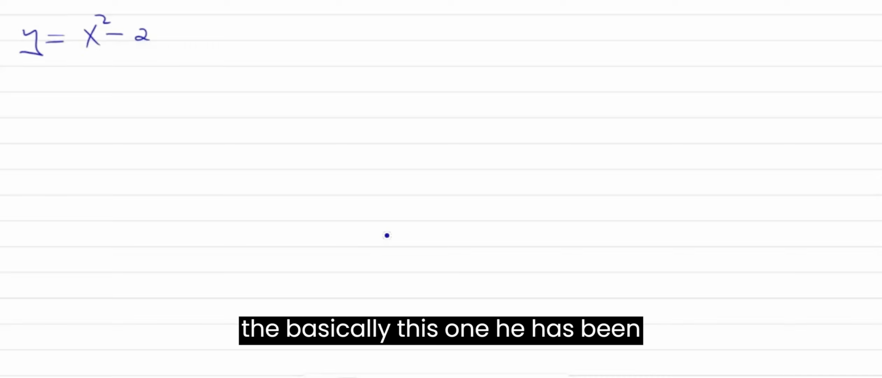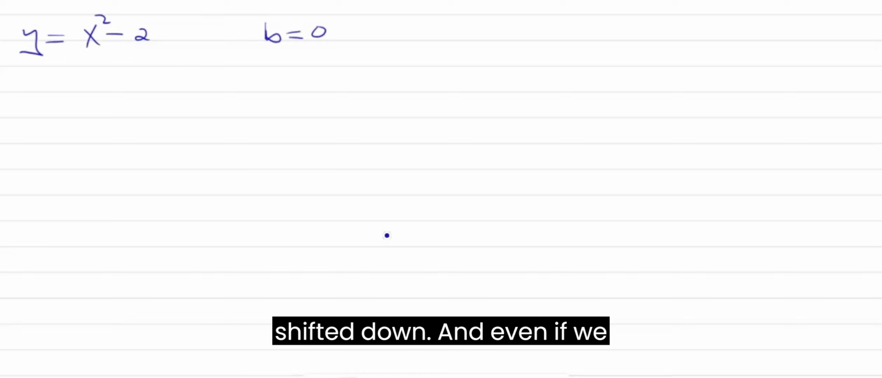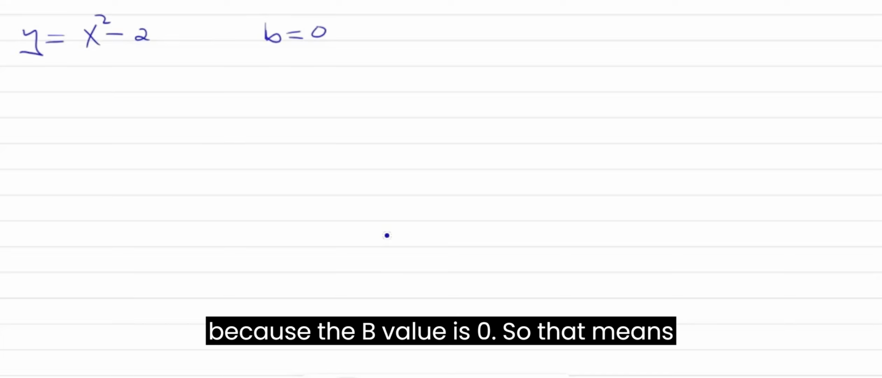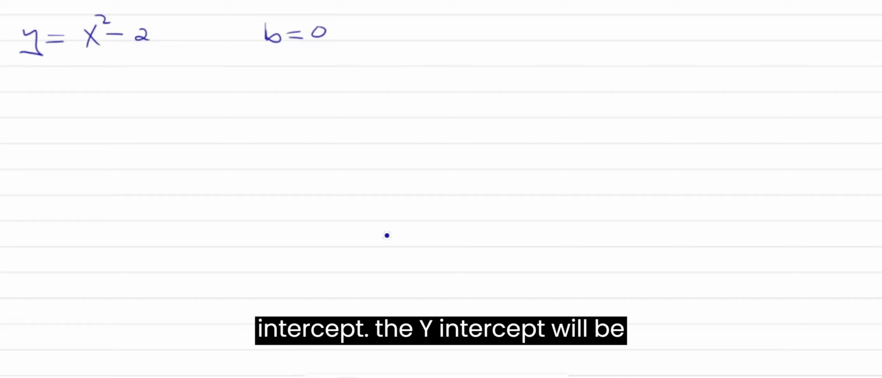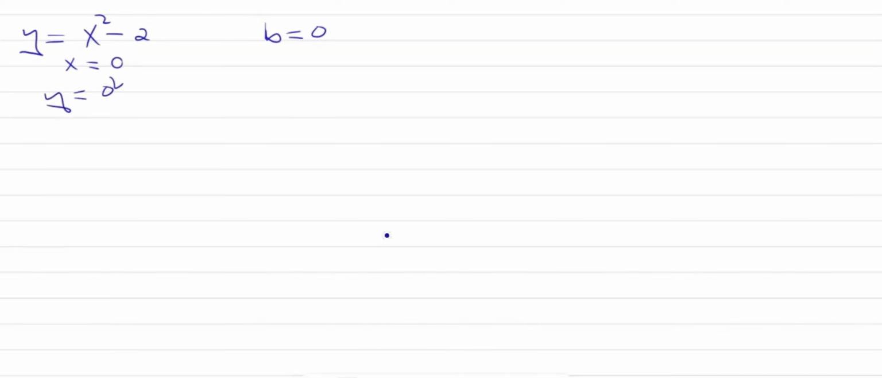Basically this one has been shifted, because your b value will be 0, and this whole graph has been shifted 2 units down. That means the turning point is going to be on the y-axis. Even if we use completing the square, it's not going to be that beneficial because the b value is 0. The original graph has just been shifted. The only thing I need to find is the x-intercept. When x is 0, my y-intercept is negative 2.